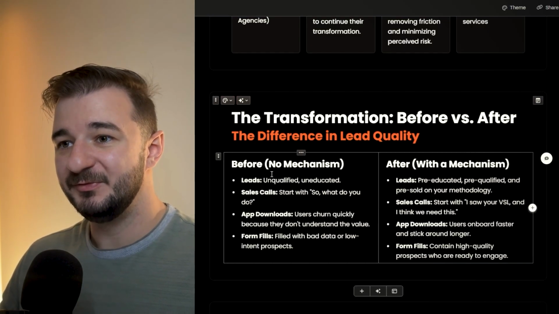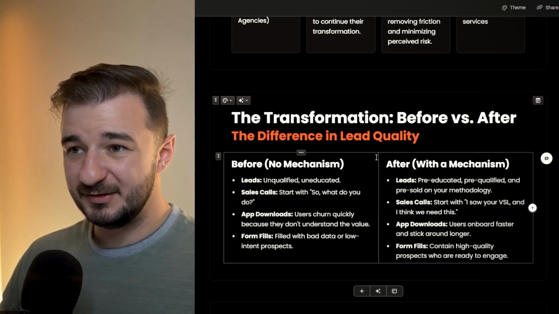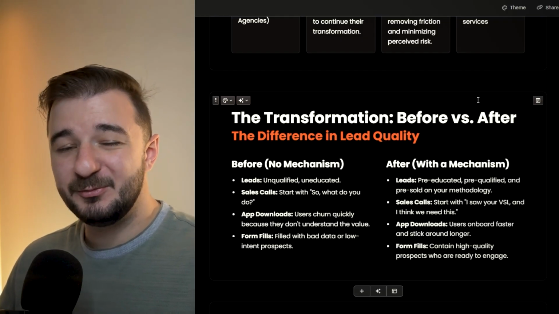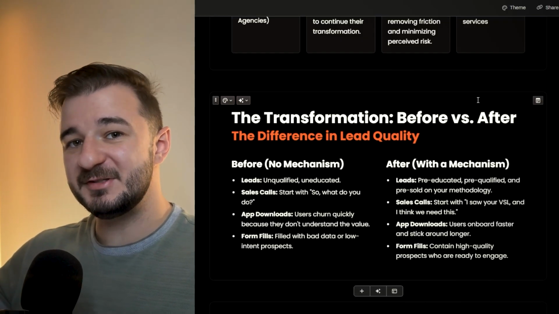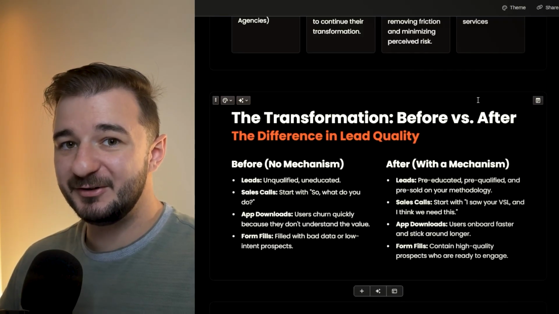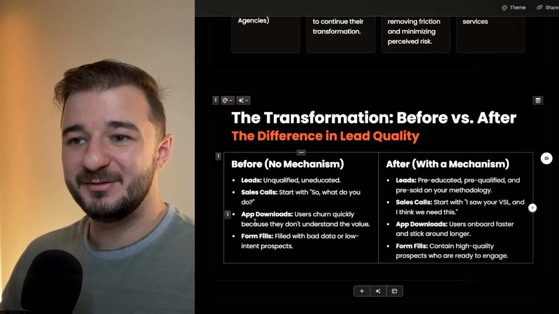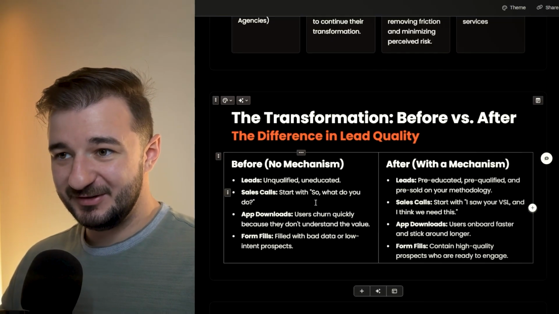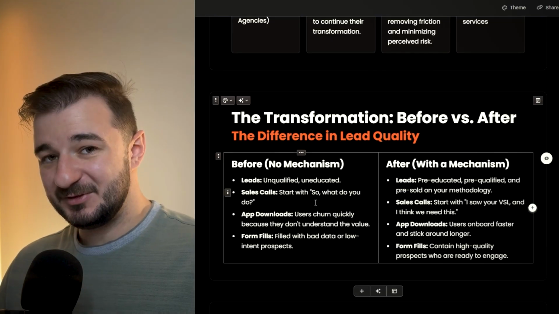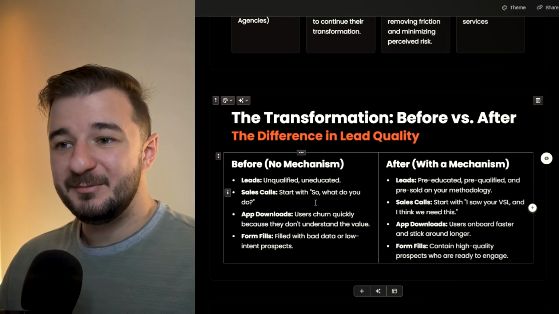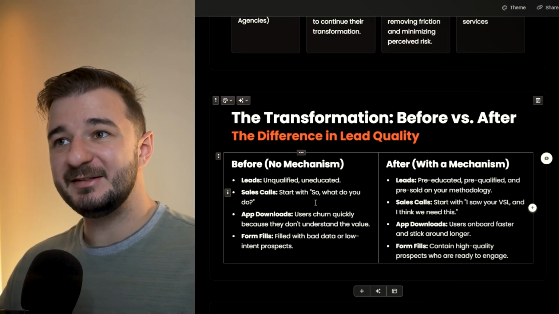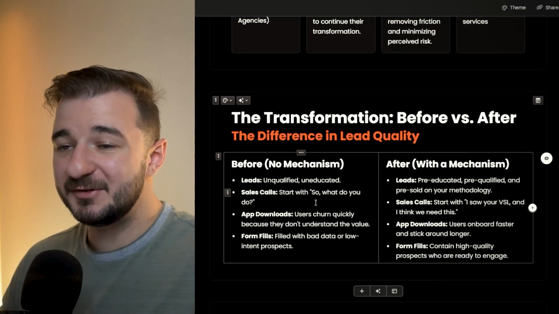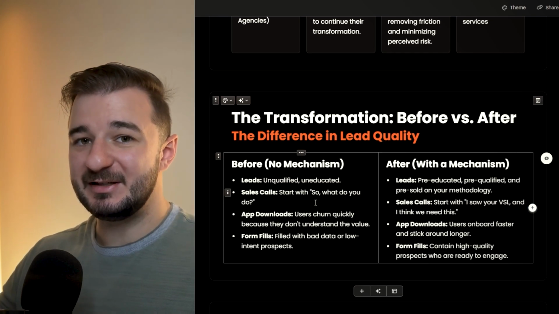Before the mechanism, the leads were unqualified and uneducated, and so they go to your sales call and they're like, so what do you guys do? You would think they would research what you do, but you're finding out, well, most of them don't actually know what you do. If you want them to download applications, they might download the application and then they might not even log in, simply because they just don't understand the value. They might fill your form and they might never respond to your outreach afterwards, because they just don't care.